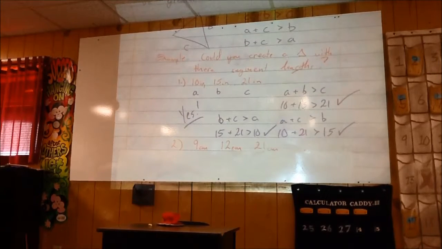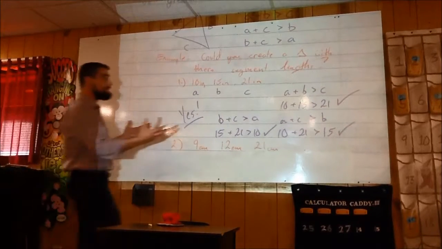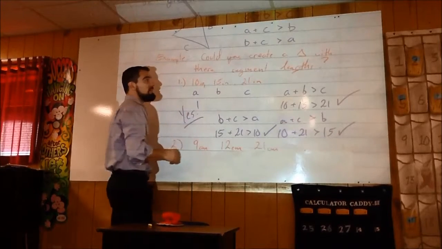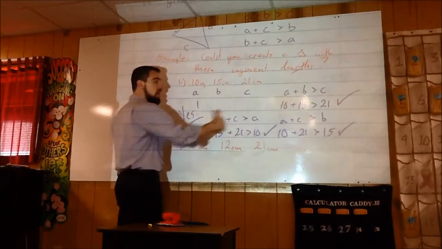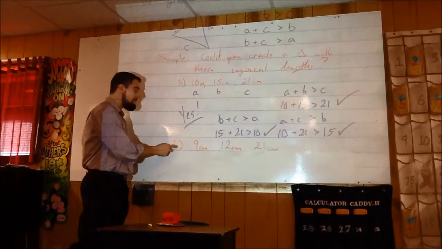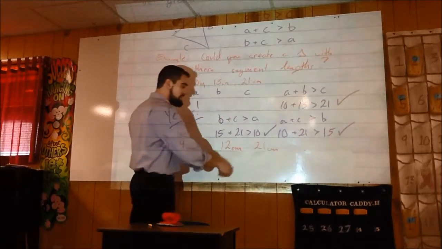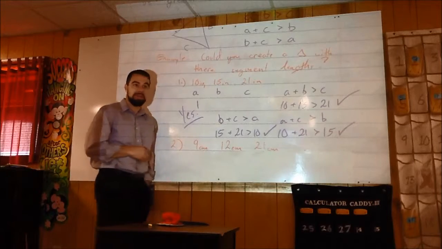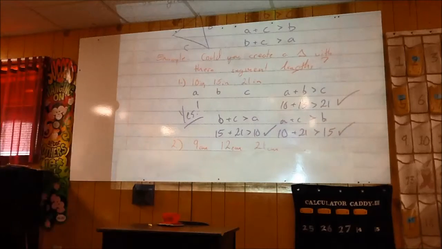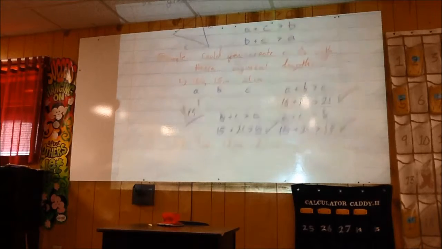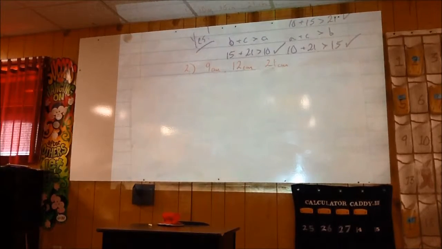So here I give you an easy example of 10 inches, 15 inches, and 21 inches. These are three segments. And I said, could you create a triangle with these three segments? And yes, because all of them checked out. What's happened with number 2, though? Number 2 has 9 centimeters, 12 centimeters, and 21 centimeters. And so you would solve this problem the exact same way. You would test these three inequalities.